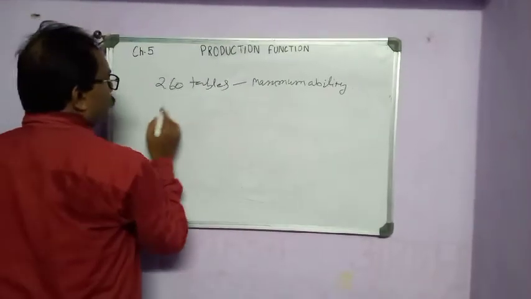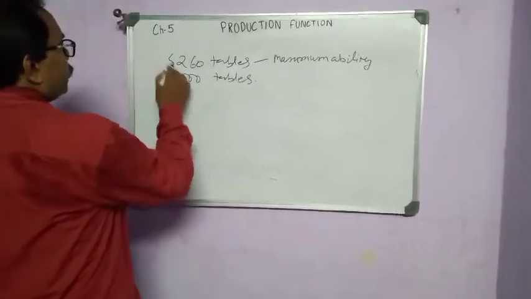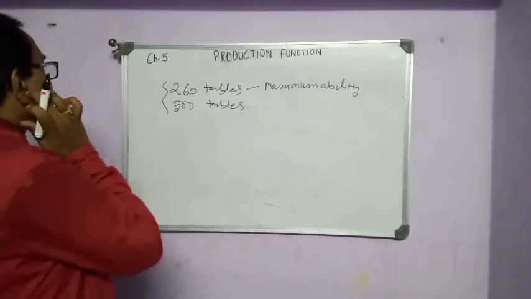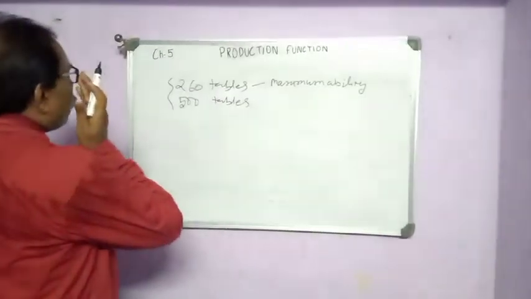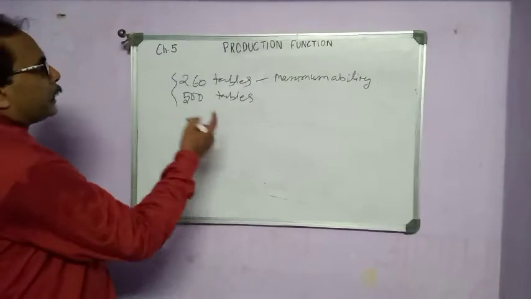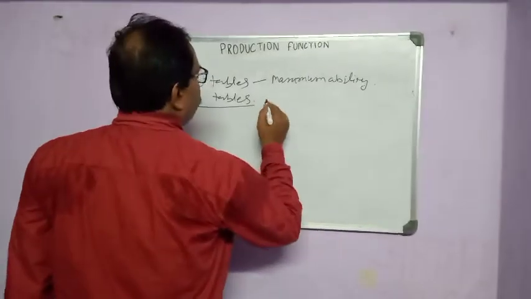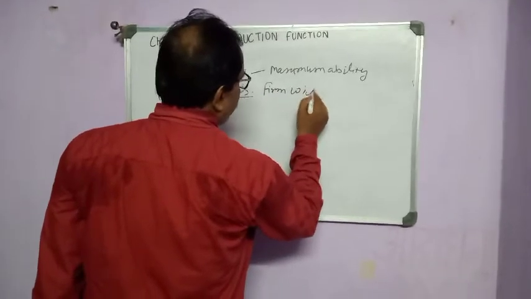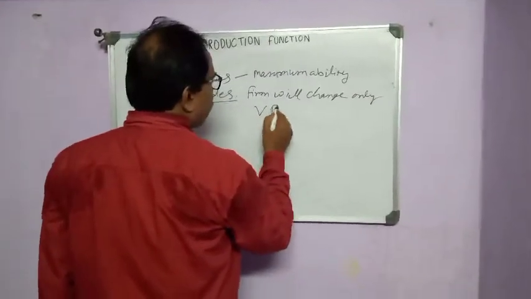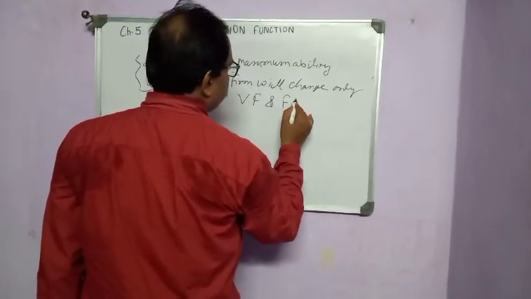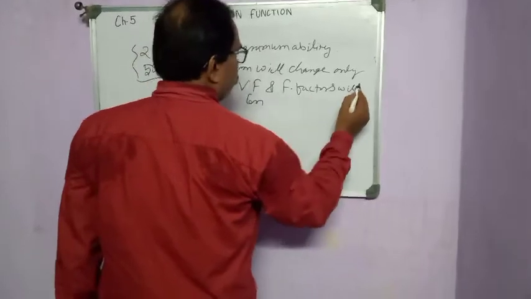Now the firm has to produce, suppose, 500 tables. So the difference between the 260 and 500, how much is that? That is 240. Okay, so 240 tables the firm has to produce more. So here the firm will change only variable factors and fixed factors will remain constant.